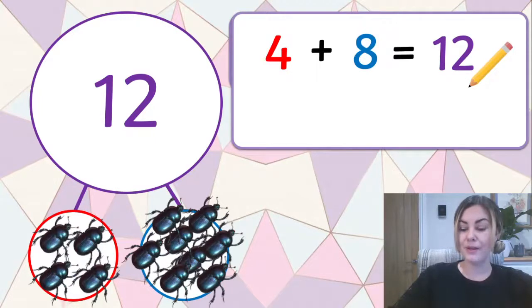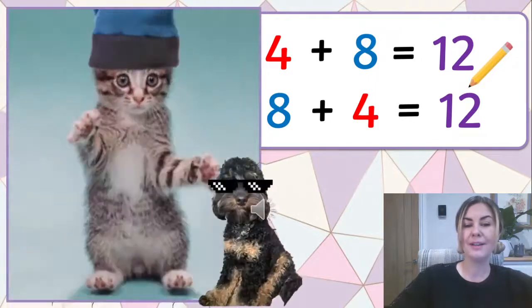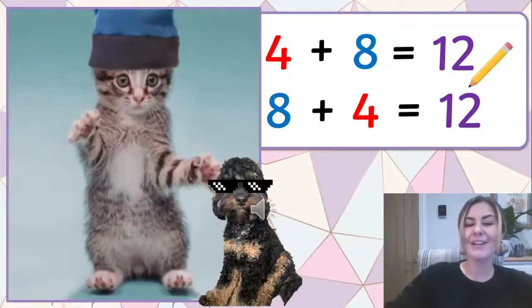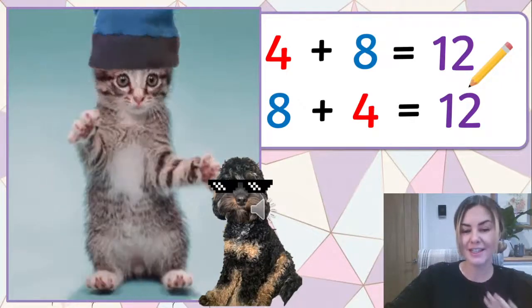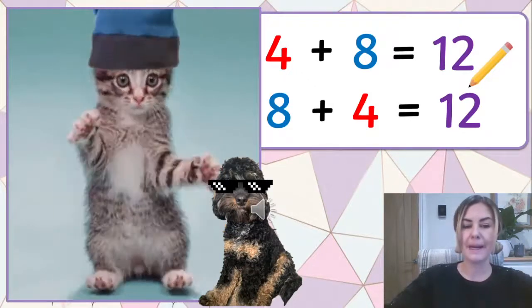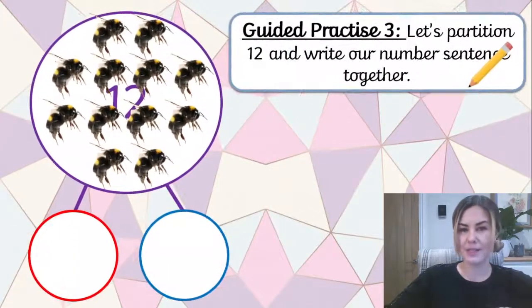Now if you wrote 8 plus 4 equals 12, you would also be correct. Okay, let's see if Mochi and his friends think we've done a good job. Can we give a bit of a whoop and a victory wiggle? Woo-hoo! Victory wiggle. We're doing great. Now we're going to go on to our last question together. Pause the video, put all of your counting objects back into the whole section, and let's find out what else can make 12.